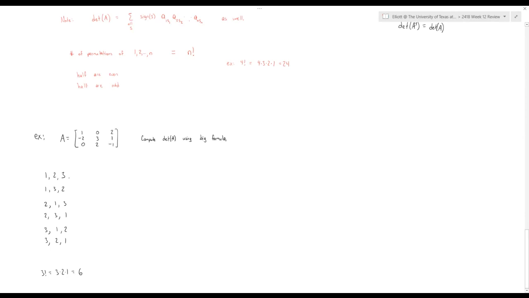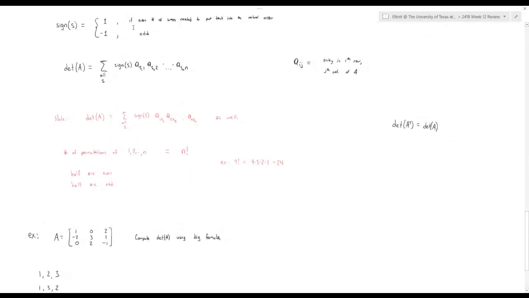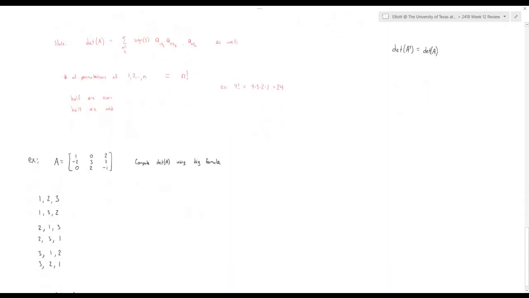Now I want to think about what's the sign of each of these permutations. The sign is plus or minus 1, depending on if you need an even or an odd number of swaps to put it back into the natural order. This one requires 0 swaps. It's already in the natural order. 0 is an even number, so its sign is +1.